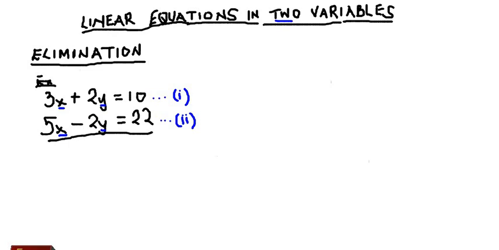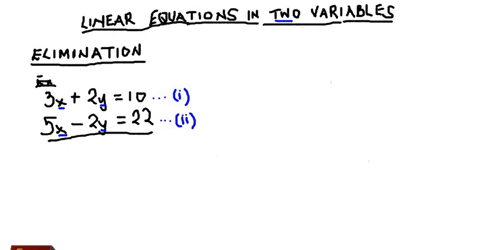Now, we established that the first step is to make sure that the variables are in order. So here we know that in equation 1 we are starting with the variable x followed by the variable y and then the equal sign. In equation 2 also we have the variable x and the variable y, then the equal sign. So this means the equations are already in order.